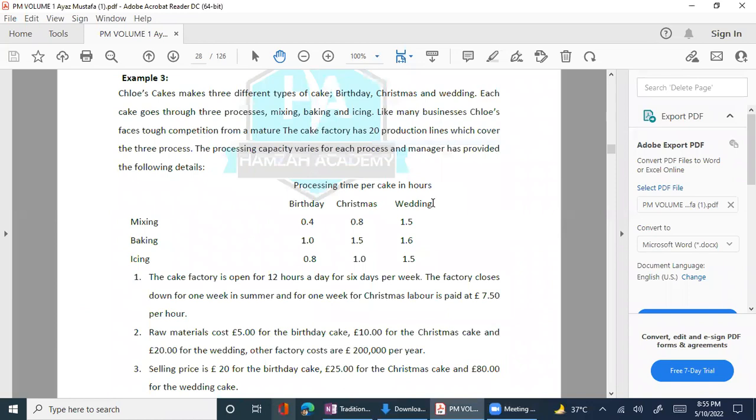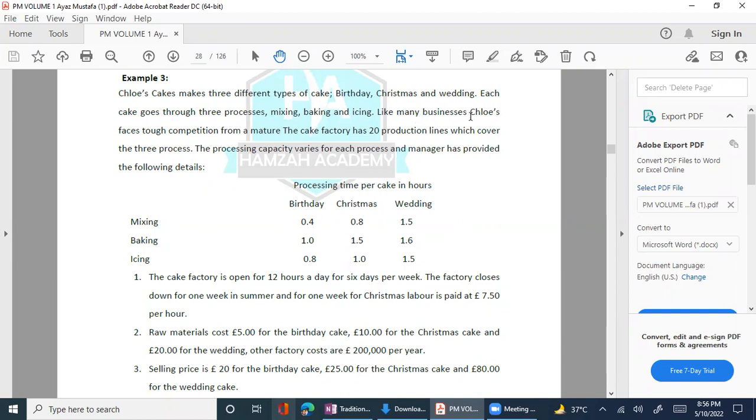Okay, let's go to example 3. I am skipping example 2 for the time being because example 3 is more comprehensive, so it will be covering almost example 2 as well. A cake manufacturer makes 3 different types of cake: birthday cake, Christmas cake, and wedding cake. Each cake goes through 3 processes: mixing, baking, and icing. We know the logical sequence: firstly mixed, then baked, and then iced. So the process 1, 2, and 3.